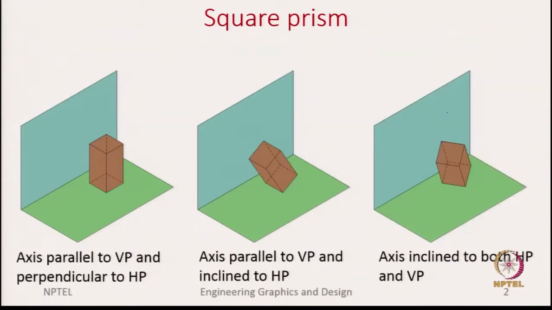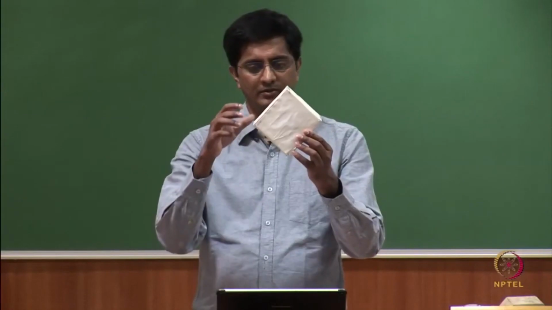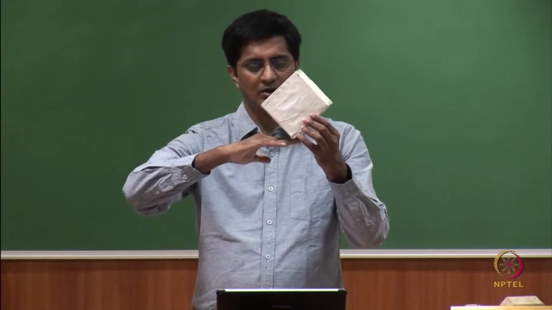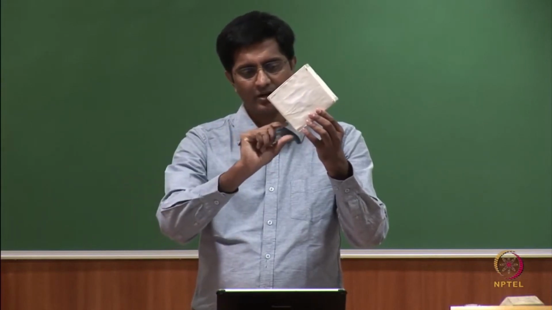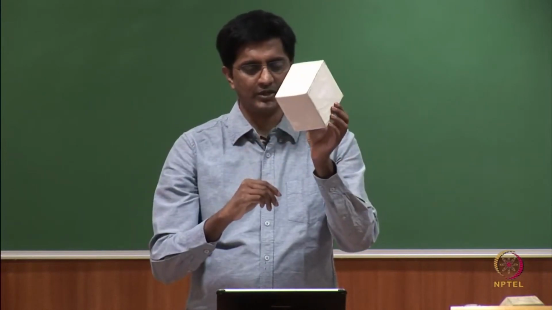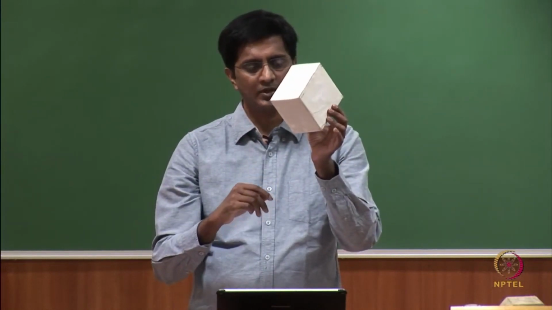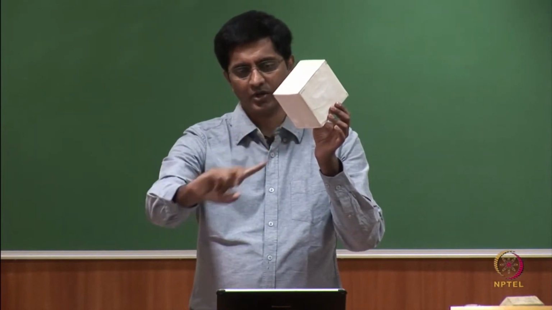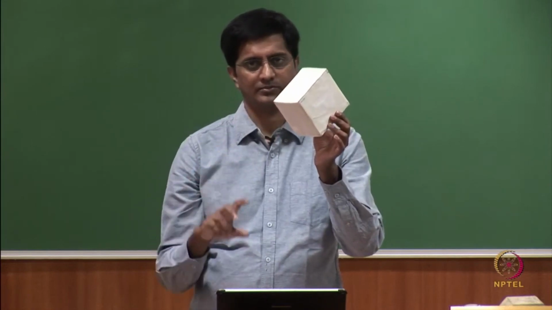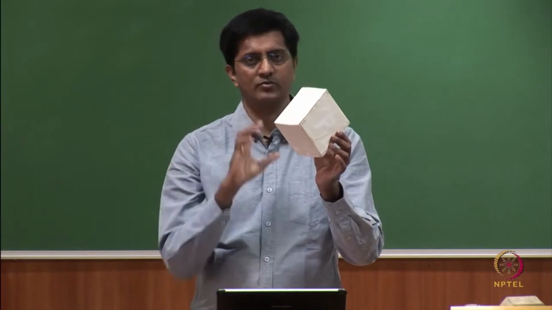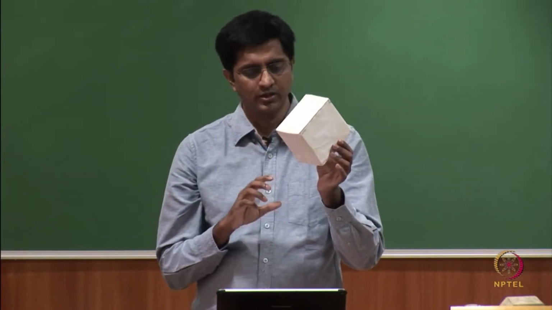But now, let us say it is inclined to both the horizontal and vertical plane. So, now what I will do is rotate this object. I will maintain this angle with the horizontal plane and then rotate it. So, if I rotate in this fashion, now this axis makes an angle with the horizontal plane and it will also make an angle with the vertical plane. Okay. So, how do we define this object in a particular orientation?